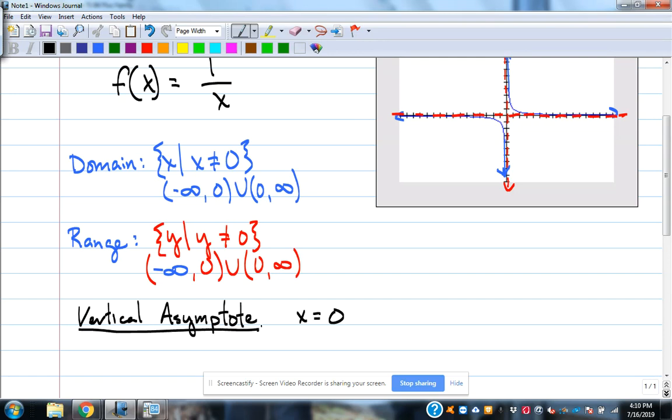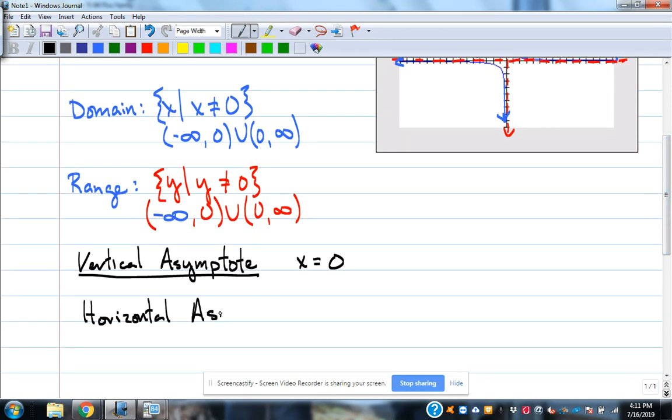That's one of the things we're going to be in charge of finding with these rational functions, the equations of the vertical asymptotes. And then there's a horizontal asymptote. That's this line that I've drawn that goes sideways there. It's the horizontal asymptote. The horizontal asymptote is at y equals 0.